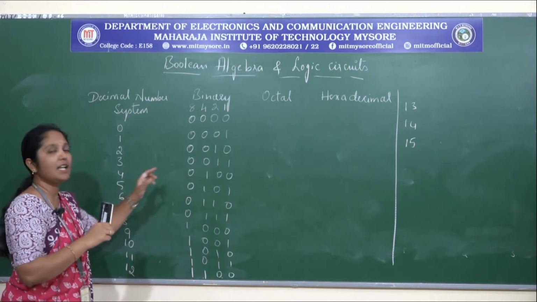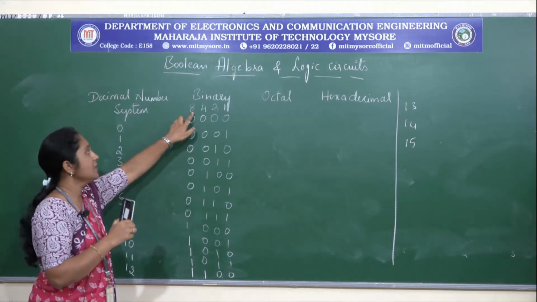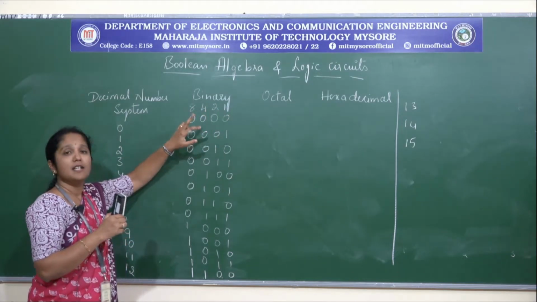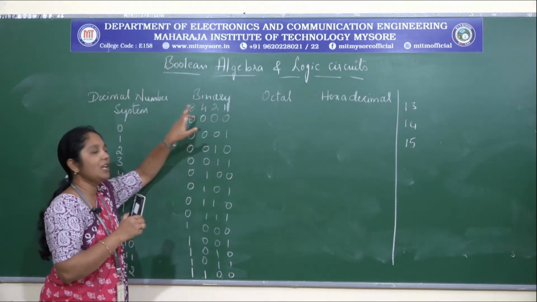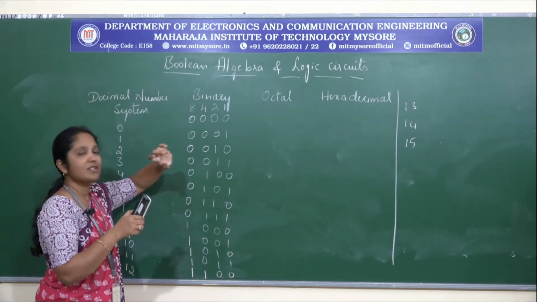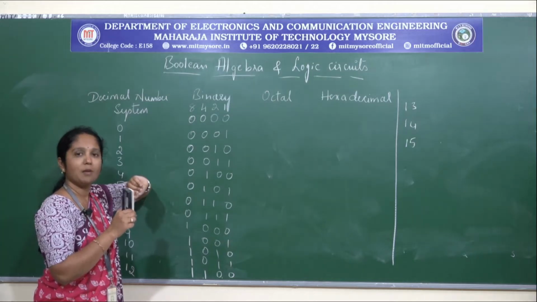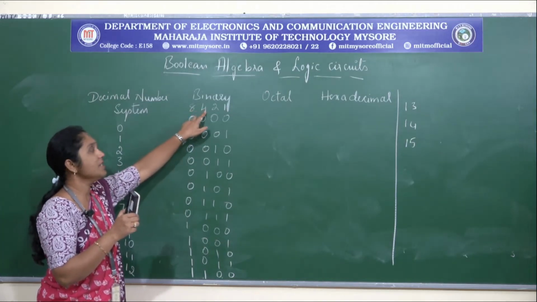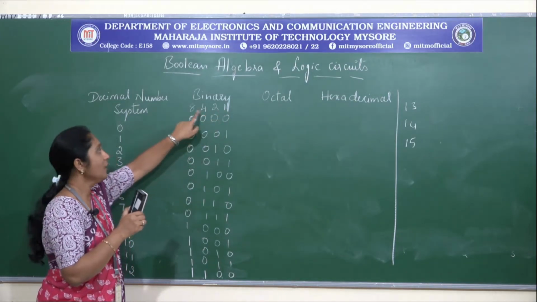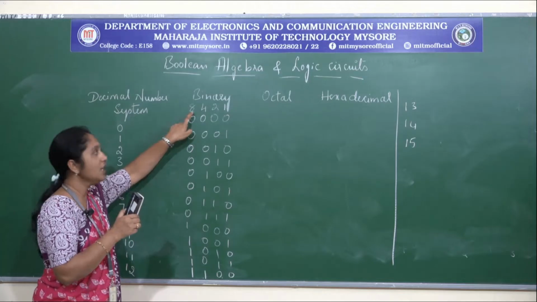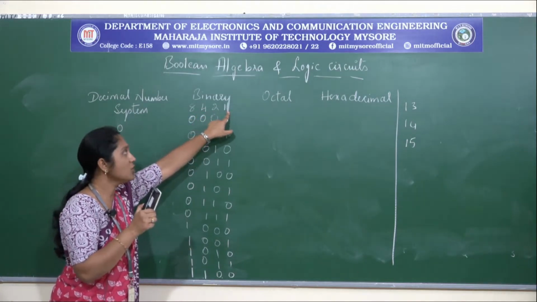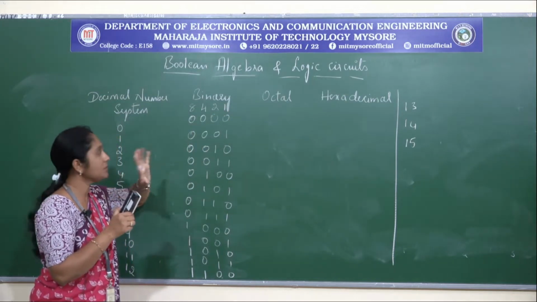Say for example, if you are writing 9, then 9 is nothing but 8 plus 1. You need to see by adding which of the positional values you get the equivalent decimal number, and then accordingly you need to write. Say for example, if you are writing 12, 12 can be represented as a sum of 8 plus 4. So we don't require 2 or 1, right? So you need to write 1 in place of 8, 1 in place of 4 and 0 in place of 2, and again 0 should be written in place of 1.